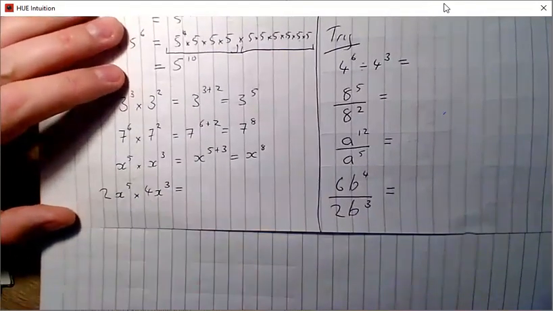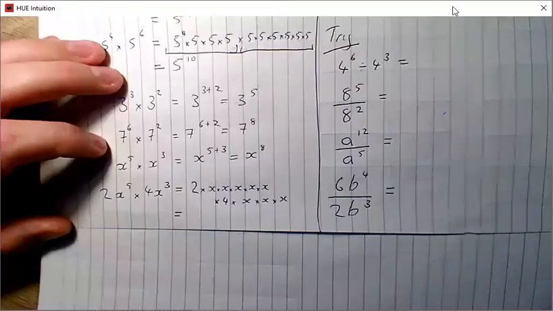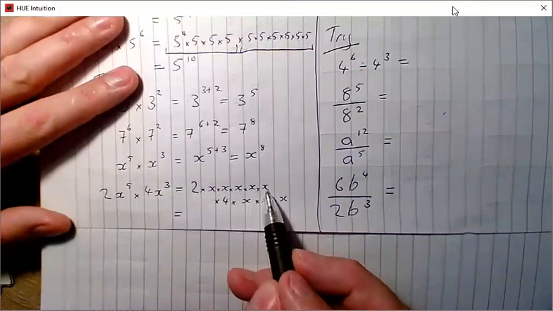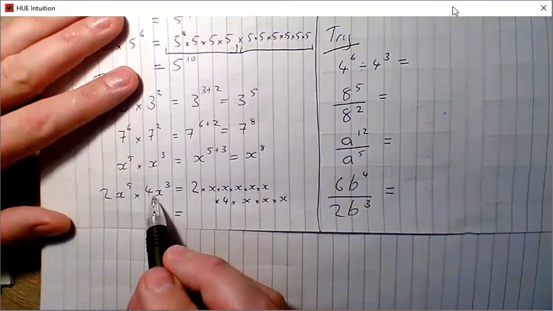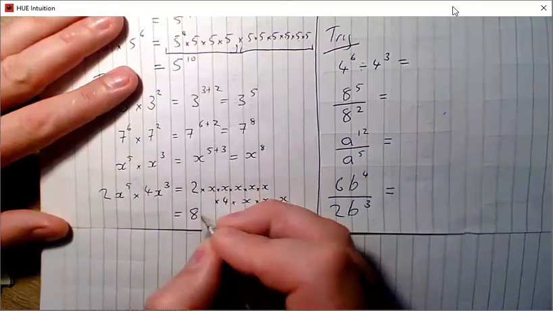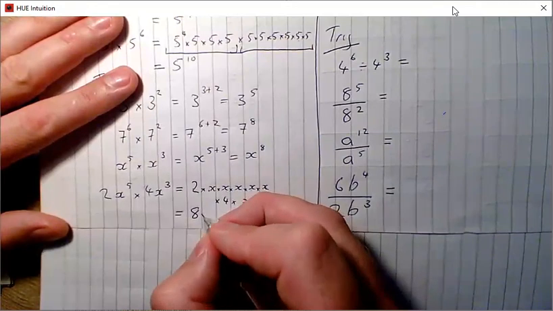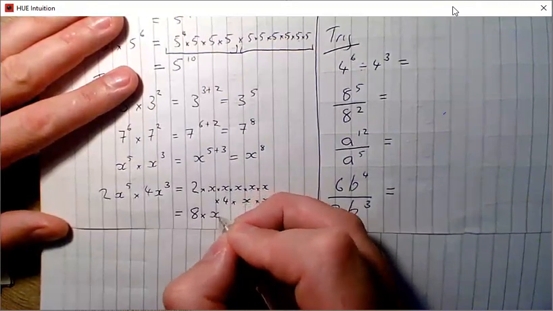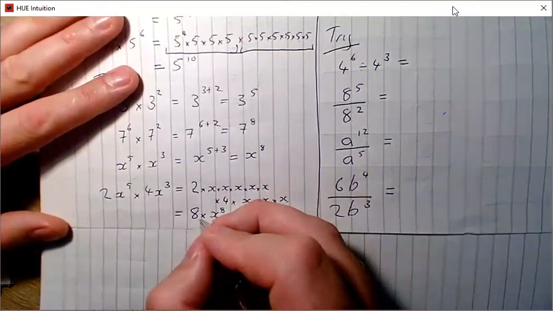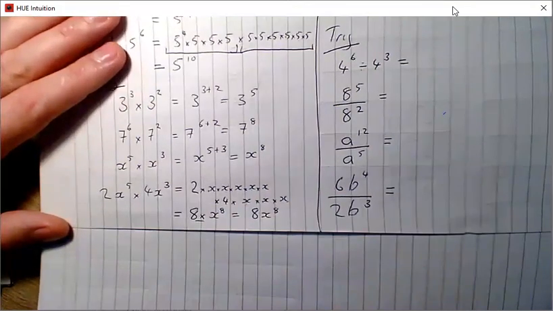Here, it's a little bit different. So write out this one in long form, and you'll see how to get the answer for that. So if you write it out in long form, you get 2 times x by x by x by x by x, 5 times, multiplied by 4 times x by x by x, 3 times. Well, 2 by 4 is 8, and then x multiplied by itself 8 times, that is 8 multiplied by x to the power of 8, actually, it turns out. Normally, you don't write that multiplication symbol, so that's 8x to the power of 8 is how that would be written.